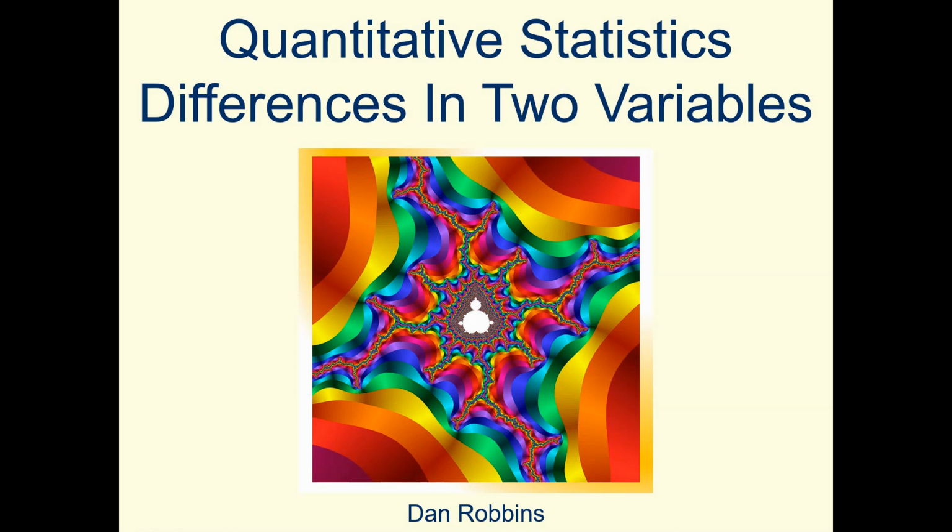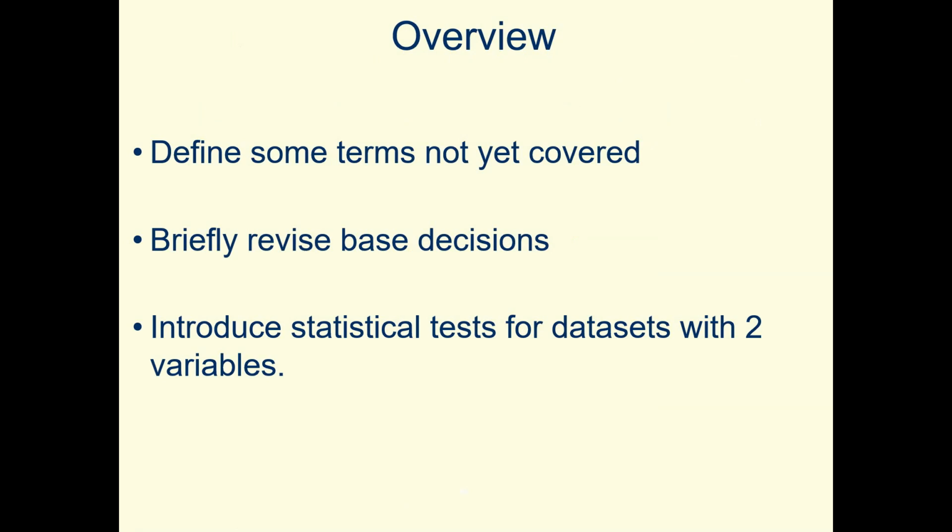In this video, I'm going to introduce quantitative statistical analysis when we're looking for the differences in two variables. I'm going to start by going over some terms that we've not yet covered in previous videos. I'm then going to briefly revise the base decisions that we should be making at the start of any statistical analysis, and finally introduce some statistical tests if your dataset has two variables within it.